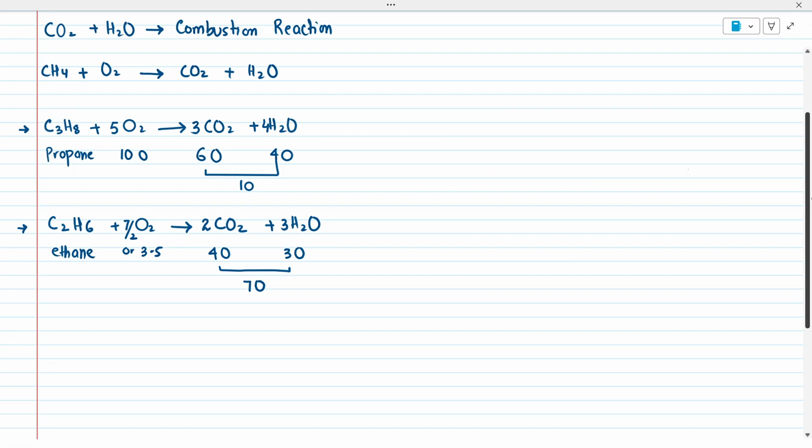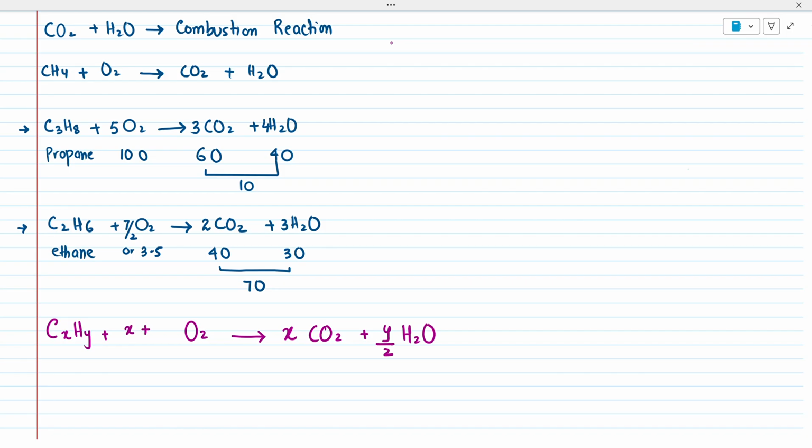So instead of writing the combustion equation from scratch, we use our general equation, which is CxHy plus O2 gives xCO2 plus y upon 2 H2O. And to balance the oxygen, we use a factor x plus y divided by 4.